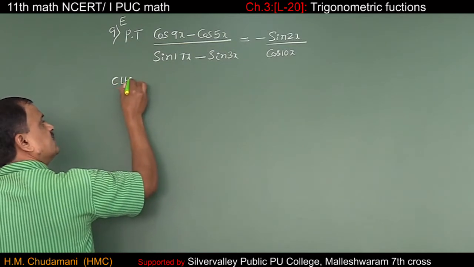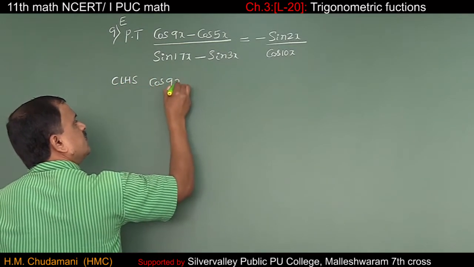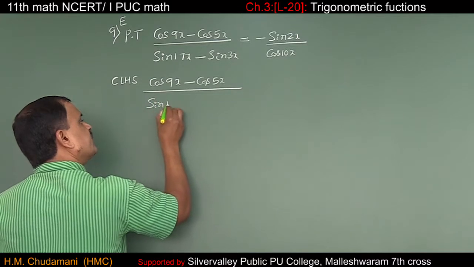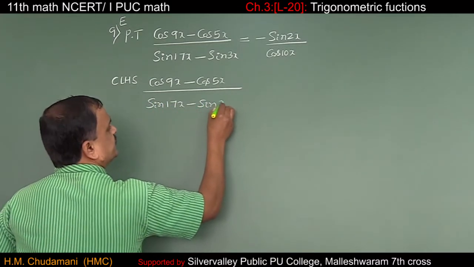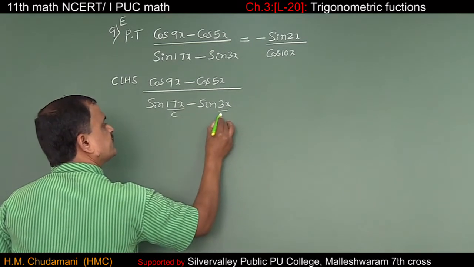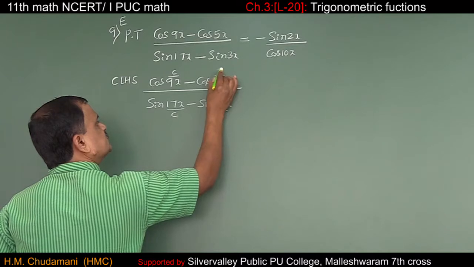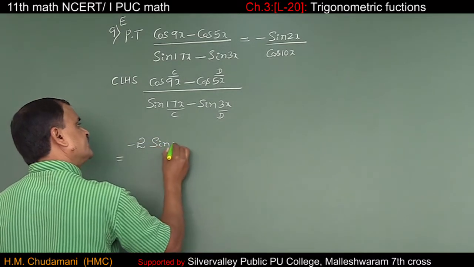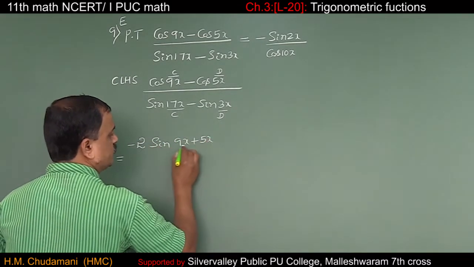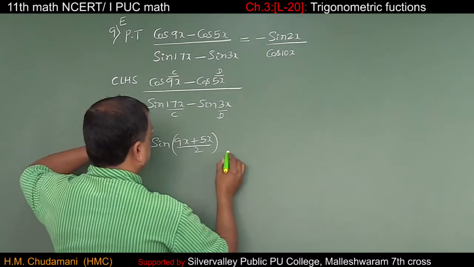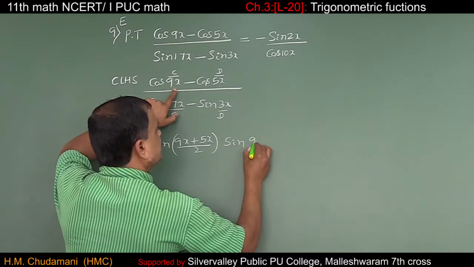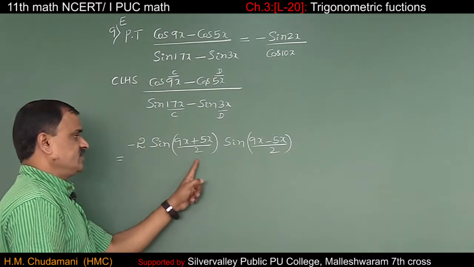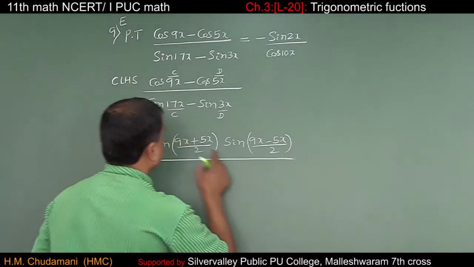Okay, let us take the left hand side to prove the RHS. Cos 9x minus cos 5x whole divided by sin 17x minus sin 3x. Sin c minus sin d, cos c minus cos d. What is cos c minus cos d? Minus 2 sin (c plus d)/2 into sin (c minus d)/2.